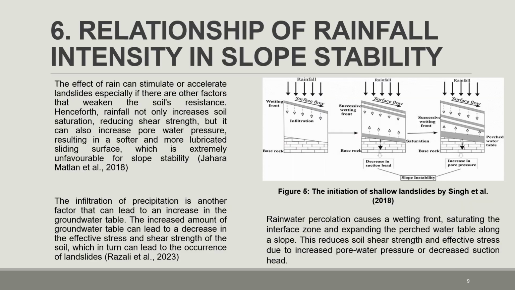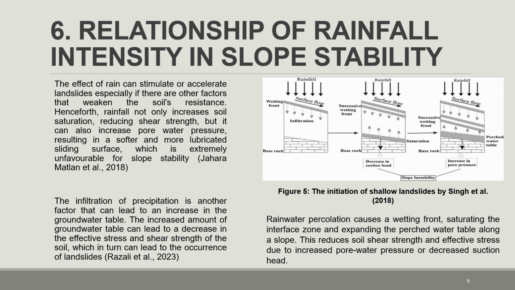This is the relationship of rainfall intensity in slope stability. The effect of rain can stimulate or accelerate landslides, especially if there are other factors that weaken the soil's resistance. Henceforth, rainfall not only increases soil saturation, reducing shear strength, but it can also increase pore water pressure, resulting in a softer and more lubricated sliding surface, which is extremely unfavorable for slope stability, as mentioned by Jahara Matlan 2018.